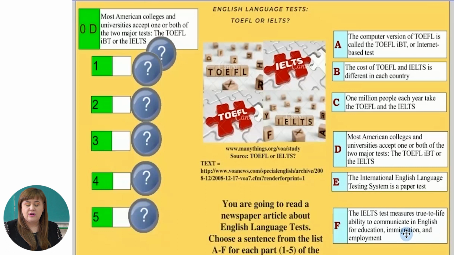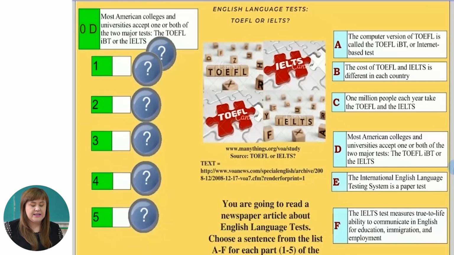A. The computer version of TOEFL is called the TOEFL iBT or Internet-based test. B. The cost of TOEFL and IELTS is different in each country. C. 1 million people each year take the TOEFL and the IELTS. D. Most American colleges and universities accept one or both of the two major tests, the TOEFL iBT or the IELTS. E. The International English Language Testing System is a paper test. F. The IELTS test measures true-to-life ability to communicate in English for education, immigration, and employment.